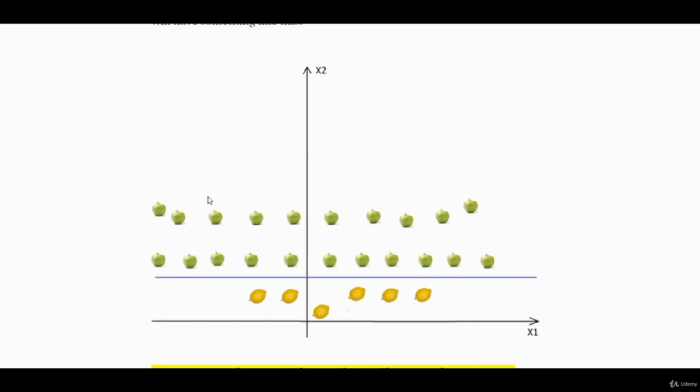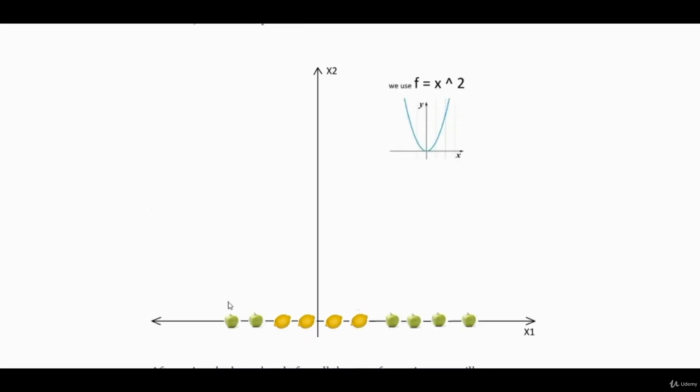To understand that, let's try to see a simple example. Let's say we have data points available here, and we are viewing from the side view. You can think of the top view as the same as before. Now you can see the green apples are surrounding the yellow lemons. Let's say we added another dimensionality by adding another axis, which is x2, and we will apply a function which is x square here.